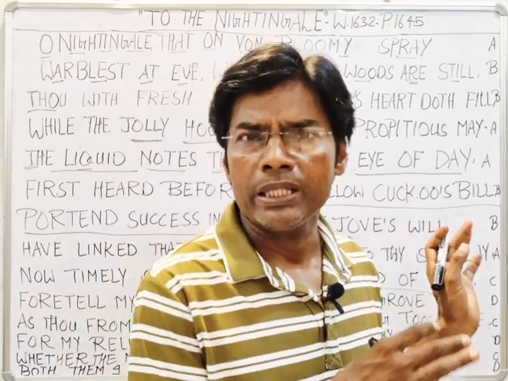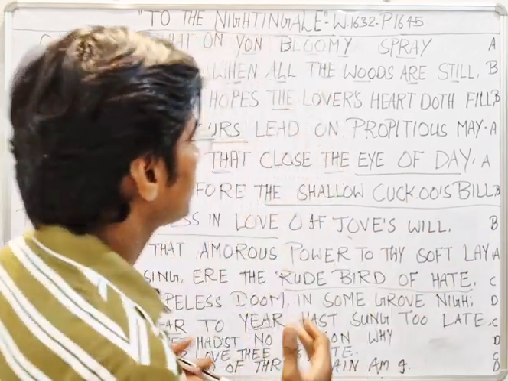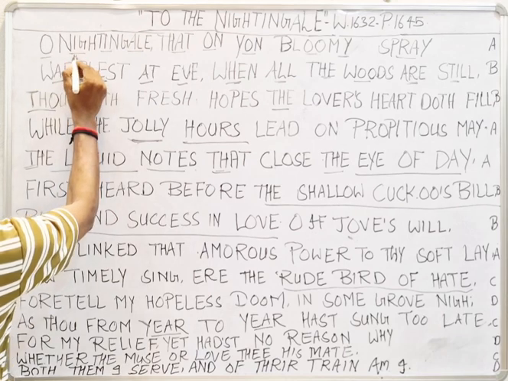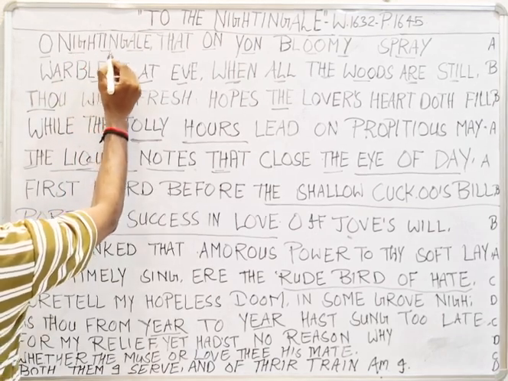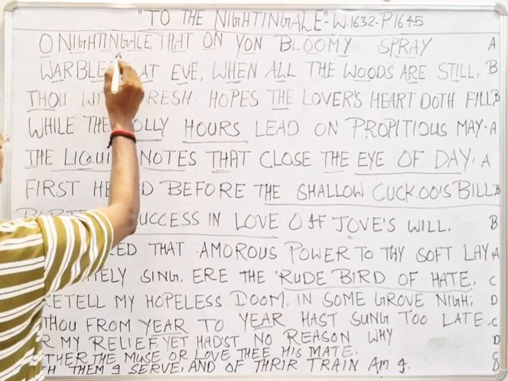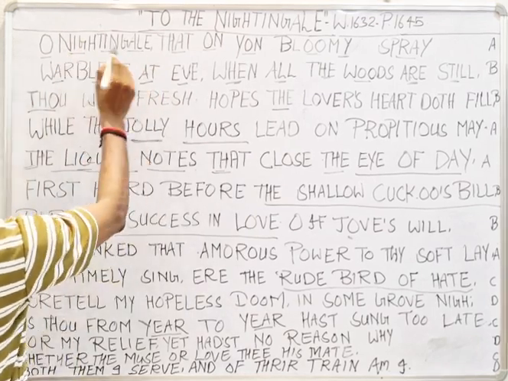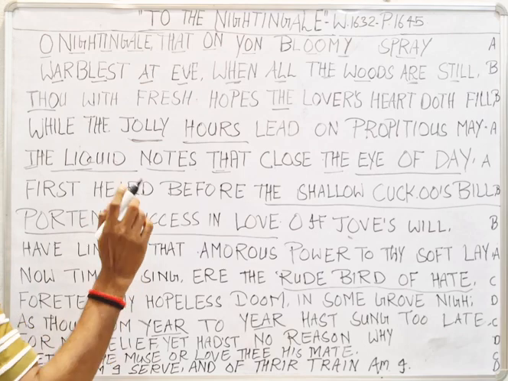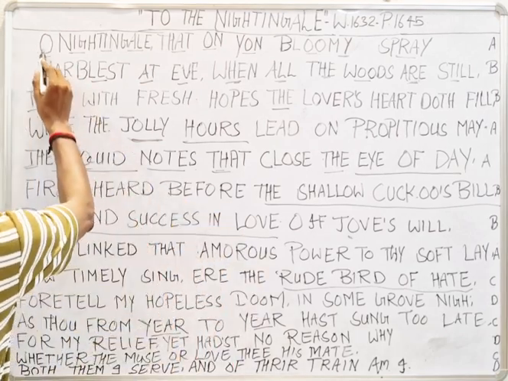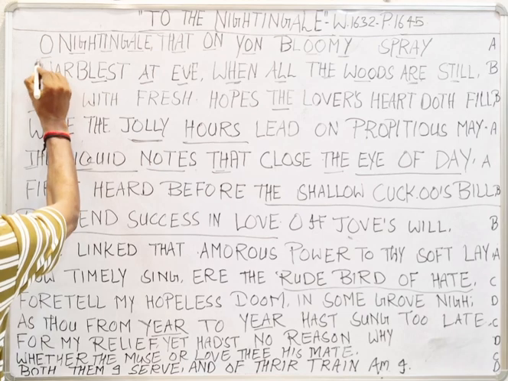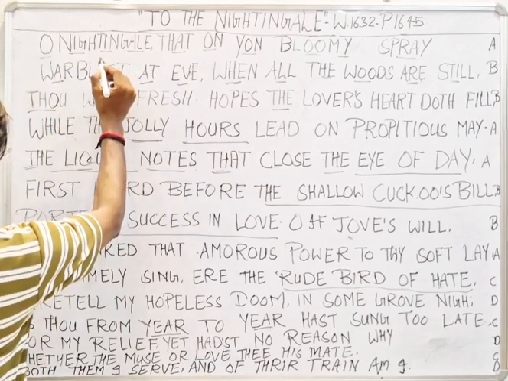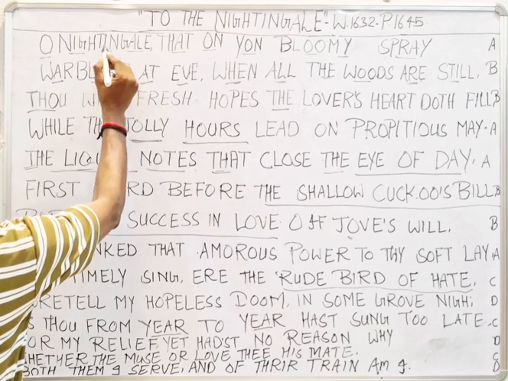Now let's look at pentameter. It means 5 iambic meters. See, O, night-in-gale. Nightingale has three syllables. A syllable is a vowel sound, a small unit of a word. So how? The first sound is unstressed. Oh, night, in, gale.